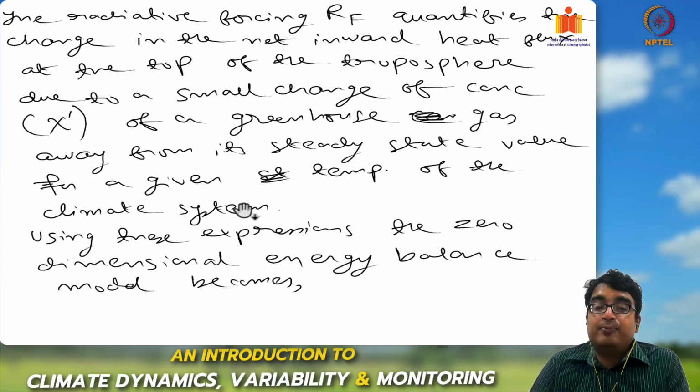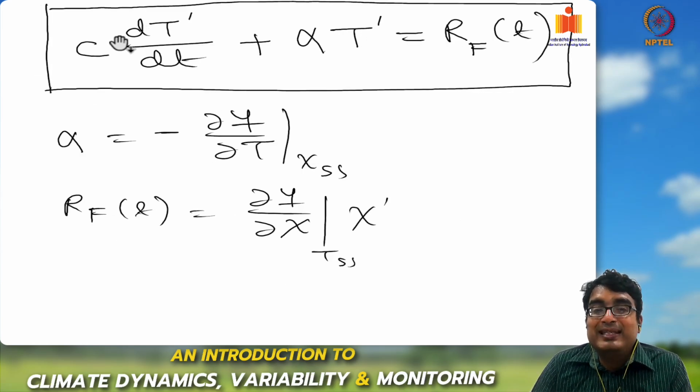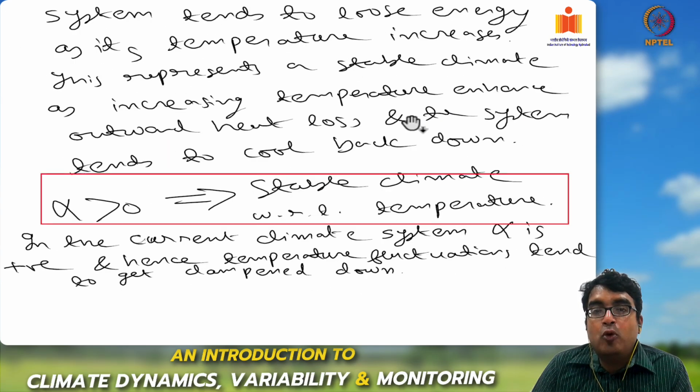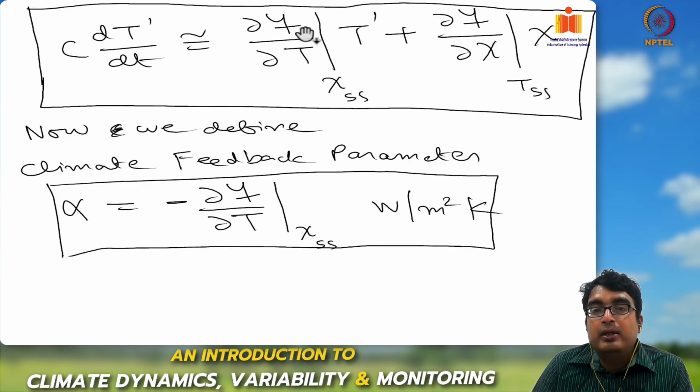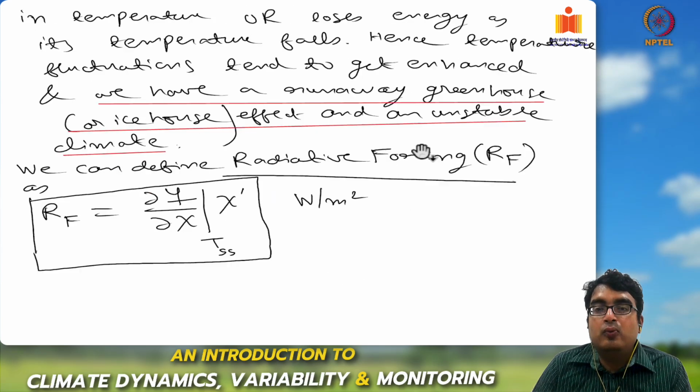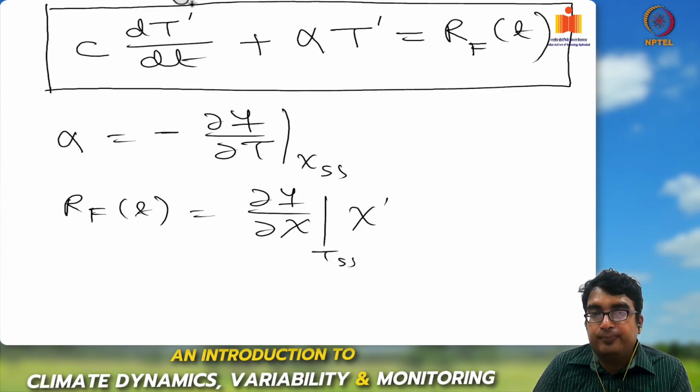So using these expressions, the zero-dimensional energy balance model becomes C dT'/dt plus alpha T' plus the radiative forcing term, which itself can be a function of temperature. Okay. So how does this work? If you go back to the main expression, this becomes minus alpha T', and this becomes the radiative forcing term RF. So C dT'/dt plus alpha T' equals the radiative forcing, and this is what we are seeing here. Okay.